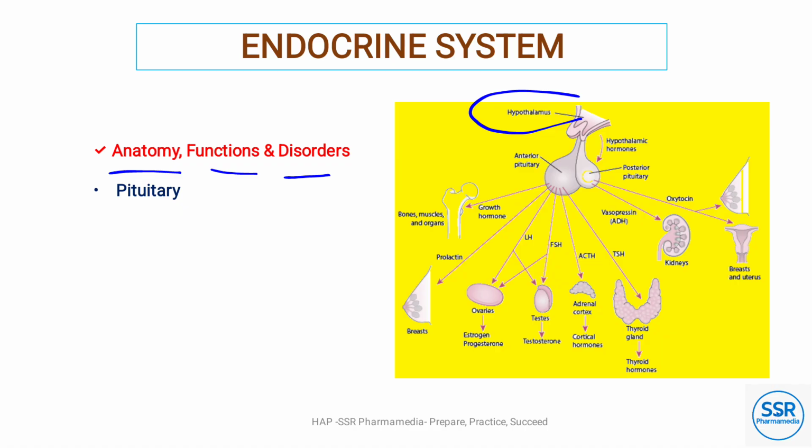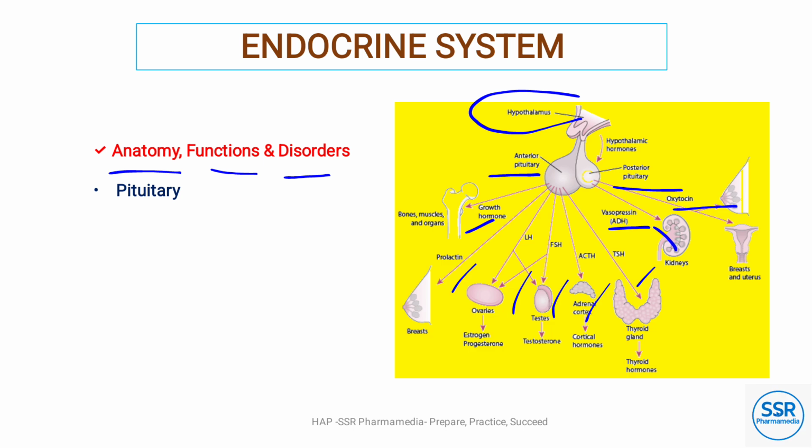So pituitary, there are several types of hormones, pituitary hormones. Anterior pituitary and posterior pituitary hormones. Anterior pituitary hormones are growth hormone and prolactin, luteinizing hormone, follicle stimulating hormone, adrenocorticotropic hormone and thyroid stimulating hormone. And posterior pituitary hormones are only vasopressin and oxytocin.